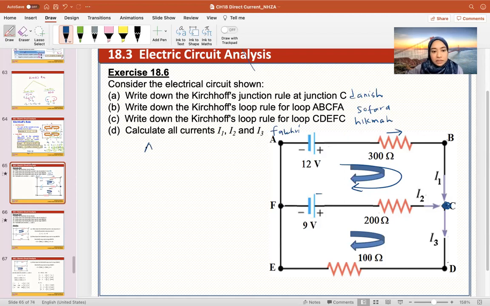Because if I say A plus B plus C is equal to 0, I can also say minus A minus B minus C is equal to 0. It's the same thing. Do you follow? Okay. So this is just math. So you choose the rule that you are most comfortable with.